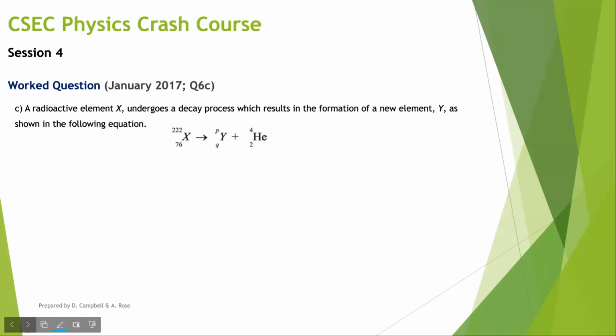So we have a radioactive element X, which undergoes a decay process, which results in the formation of a new element Y, as shown in the equation. We have the equation there being presented. And notice that for the daughter nuclide, we don't know the mass number nor the atomic number, but we know that a helium nucleus has been ejected from element X.